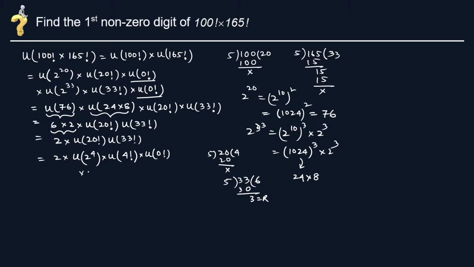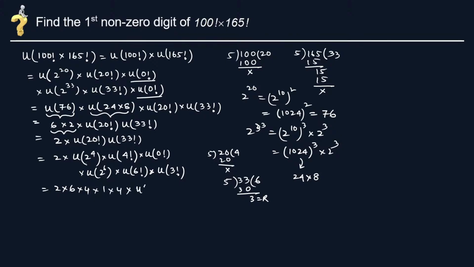and for factorial 33, we are getting 2 to the power 6, factorial 6 into factorial 3. So the first non-zero digit of 2 to the power 4 will give us 6. Factorial 4 is 24, so the first non-zero digit is 4. Factorial 0 is again 1. 2 to the power 6 gives us 64. So the first non-zero digit will be 4 again.